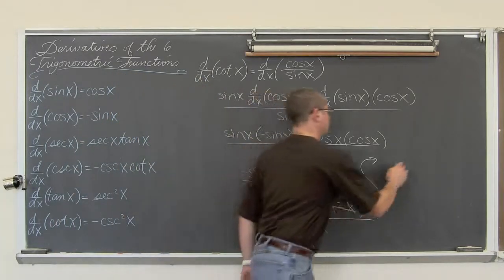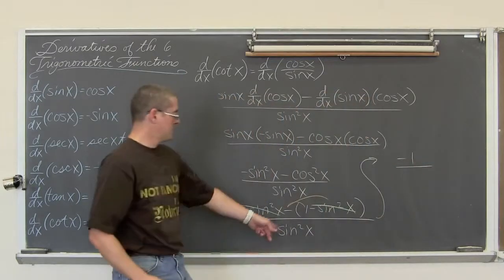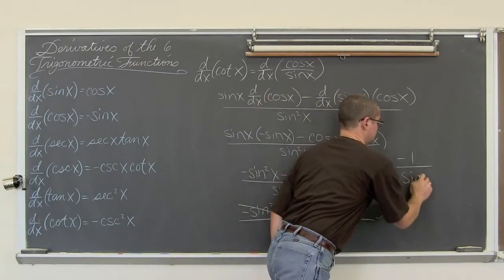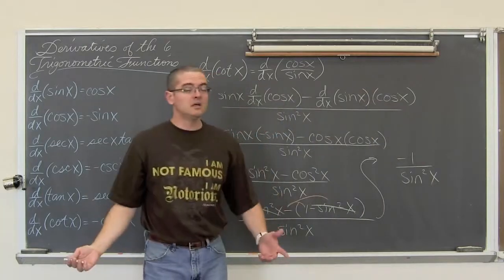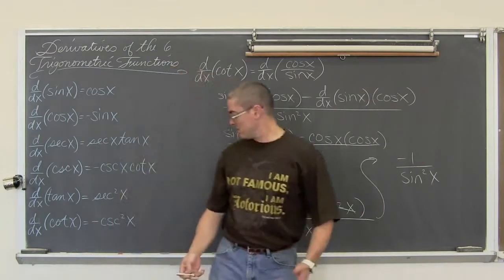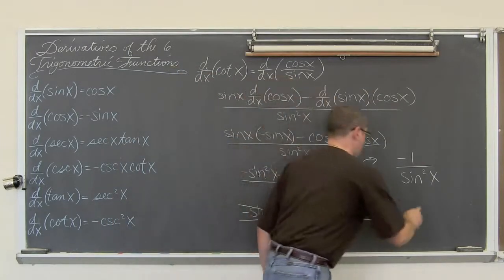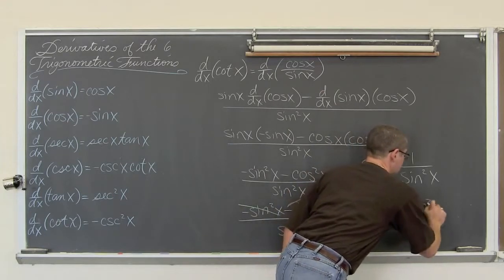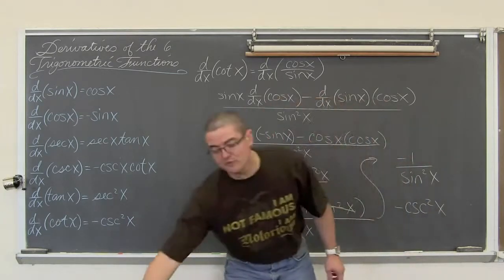So we have negative 1 over sine squared x, and 1 over sine squared is equal to cosecant squared. So negative cosecant squared, and the end of my second proof is done.